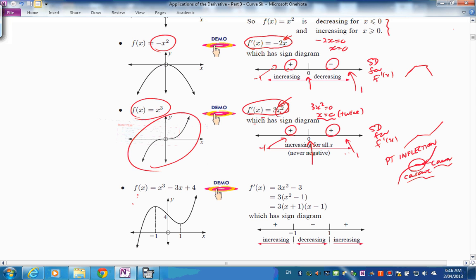Alright, let's have a look at the last one here. And this time the derivative is more interesting. 3x squared take 3. So we're going to put it equal to 0. The book doesn't actually show that here, but we know the derivative being 0 is crucial for changing from a negative to a positive, or a positive to a negative value.